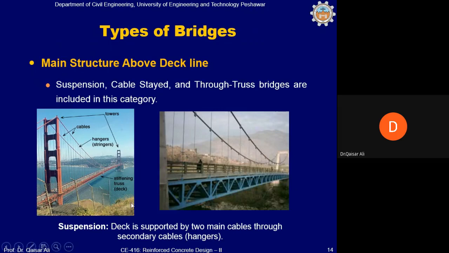And also sometimes these decks are tied to the anchor block on both sides of the bridge, as you might have seen in some of the suspension bridges in our hilly northern areas, in order to prevent movement of the bridge in wind, and also some horizontal movements when a vehicle crosses over a bridge.